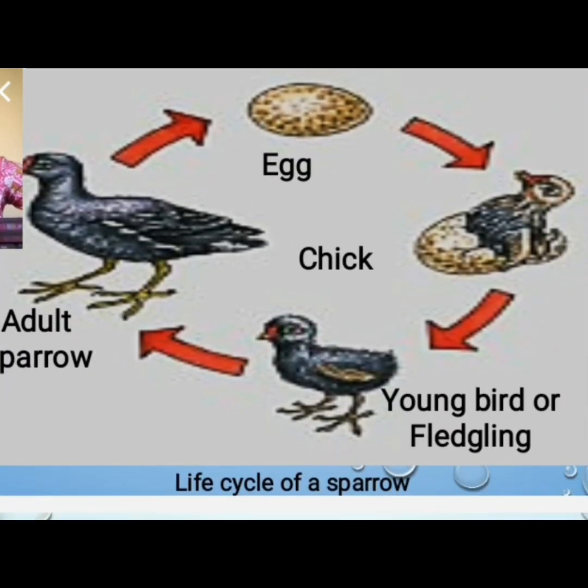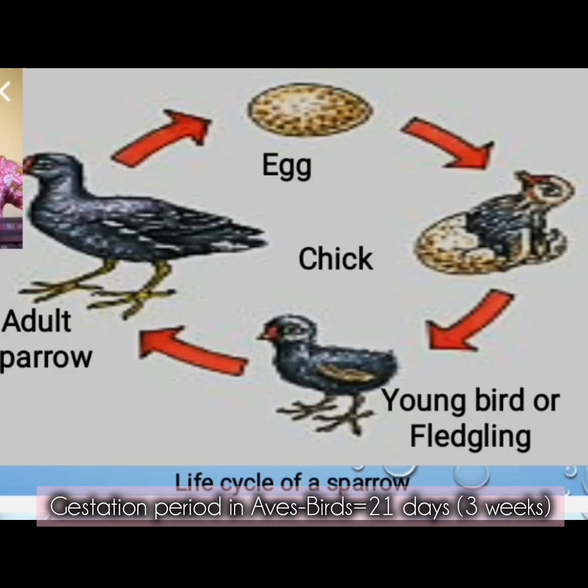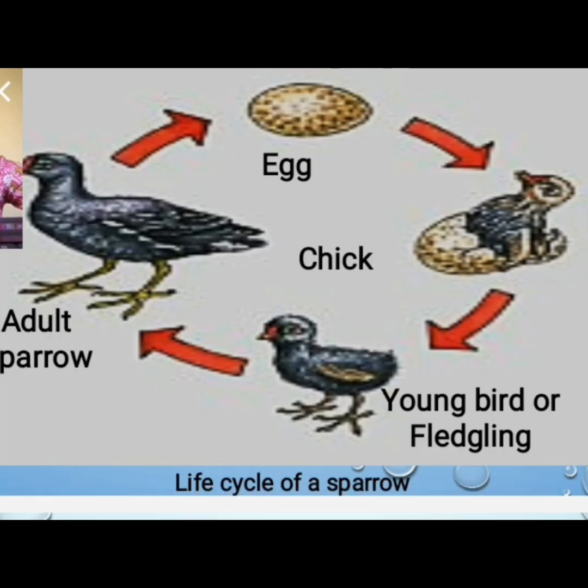Now when this happens in the reproductive system, the egg is laid. And when the egg is laid, after 21 days or 3 weeks, that's the gestation period of birds. It takes place between the day of laying to 21 days, which is equivalent to 3 weeks. It will hatch into a chick. Hatching means when the egg shell breaks and allows the chick to come out to the external environment.